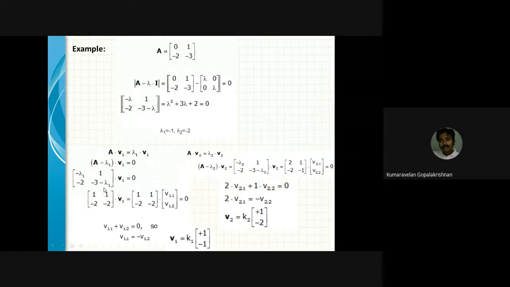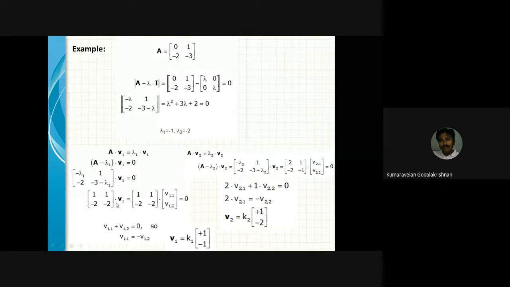So now I know the value of lambda 1. What is my lambda 1? My lambda 1 is minus 1. So substituting here, minus 1 minus, it becomes 1. So 1, 1, minus 2, again minus 1, right? It is minus 1, it becomes minus 2, minus 3 plus 1, it becomes minus 2. So this is the corresponding value, and its corresponding vector we have to find out, v1.